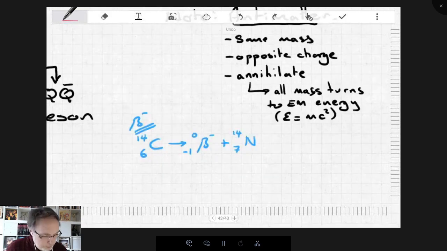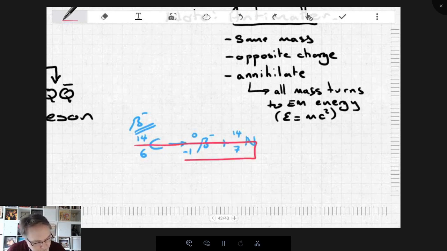Now the bottom number is sometimes referred to as the atomic number or the proton number. This is not correct either. The bottom number works: 6 equals -1 plus 7 because of conservation of charge. It's the charge number in electronic charge units, and that's why it works.